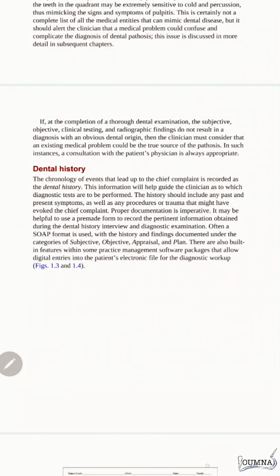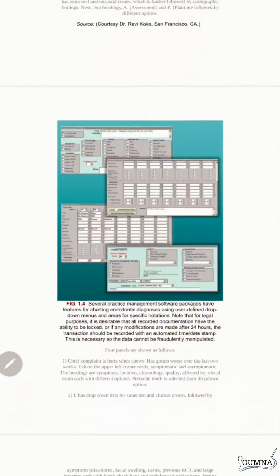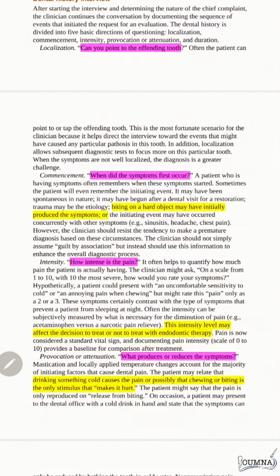As for the dental history, it is asking the patient 5 questions to give us a perspective of what we are dealing with. The first question is, can you point to the offending tooth? The patient's ability to point to the source of pain makes the diagnostic procedure more obvious and certain. Second question, when did the symptoms first occur? Was it associated with biting a hard object? Did the condition happen concurrently with other symptoms like sinusitis or headache?